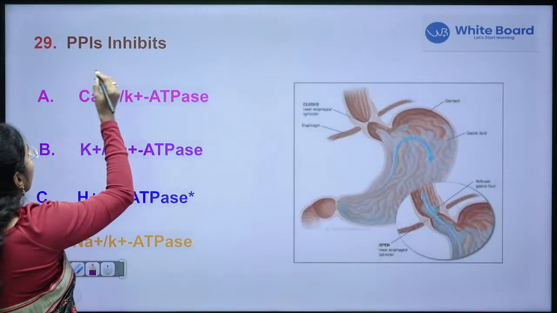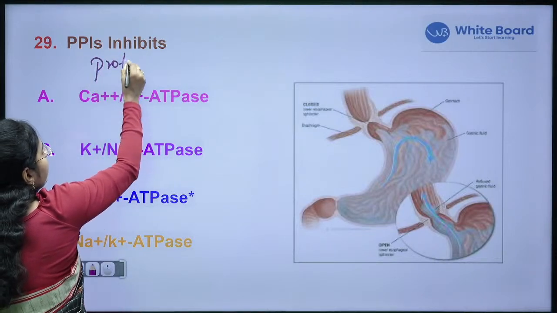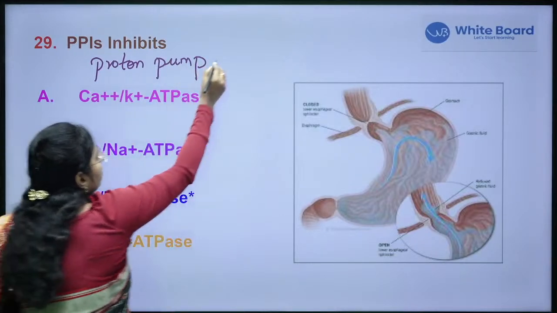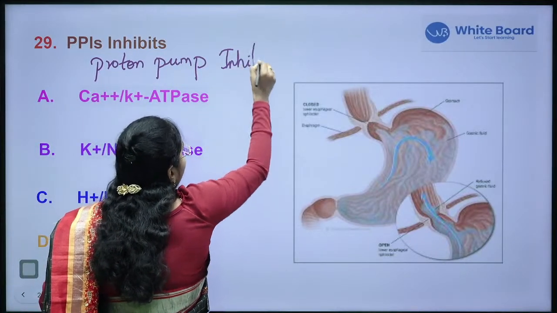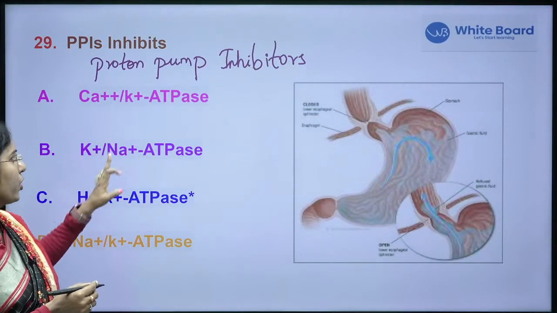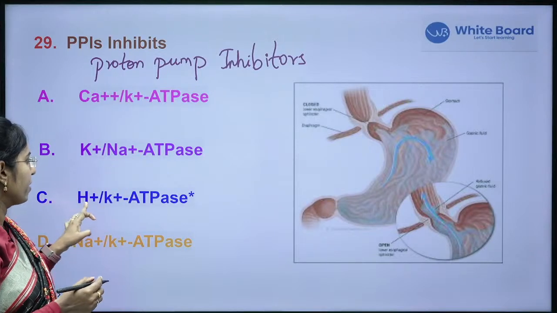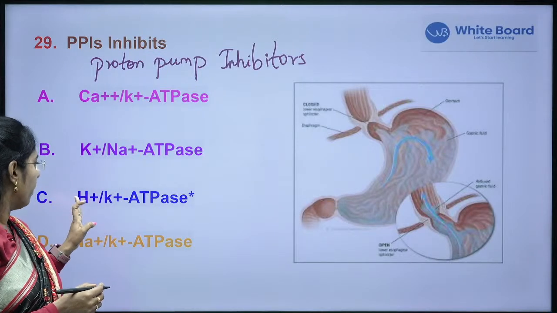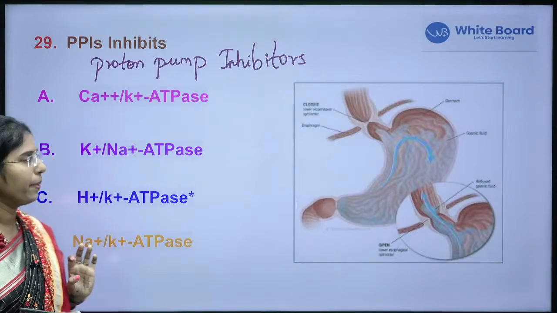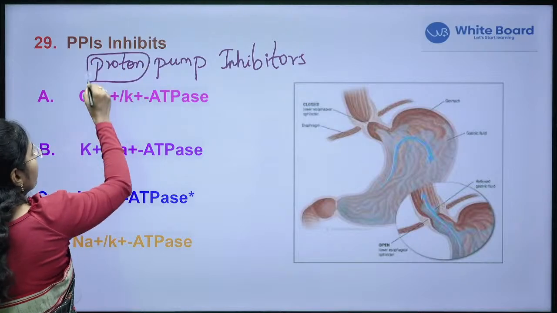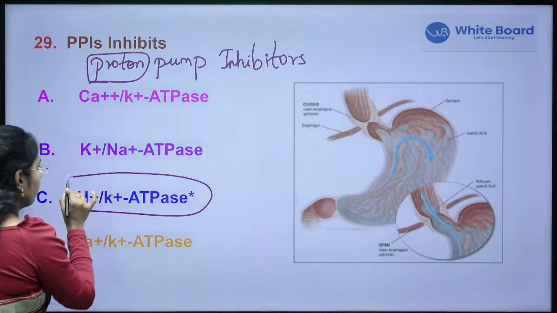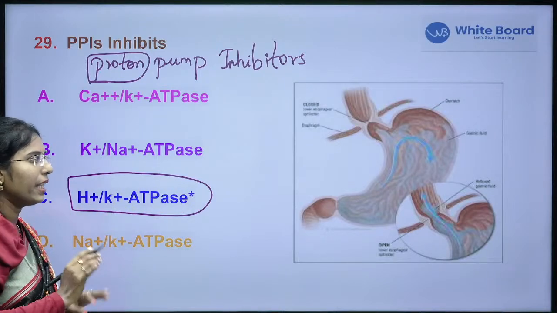PPIs, that is proton pump inhibitors. They inhibit, and here they have given various enzymes like calcium potassium ATPase enzyme, potassium sodium ATPase enzyme, hydrogen proton potassium ATPase and sodium potassium ATPase. The name itself contains proton pump inhibitors, so it is related to this one, proton potassium ATPase inhibitors.